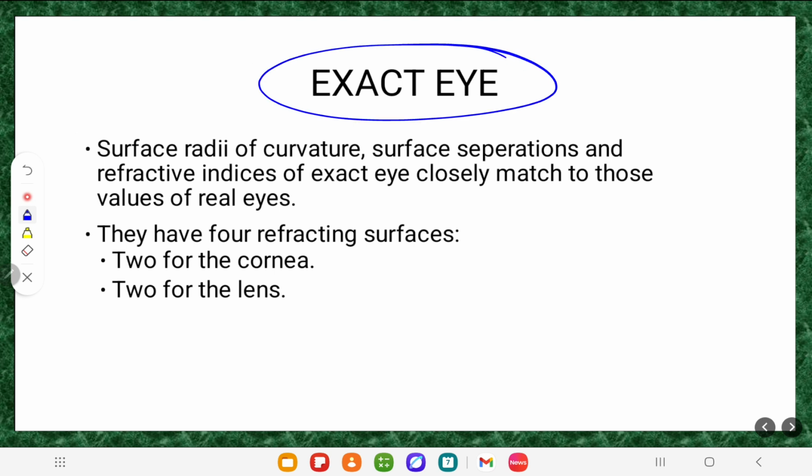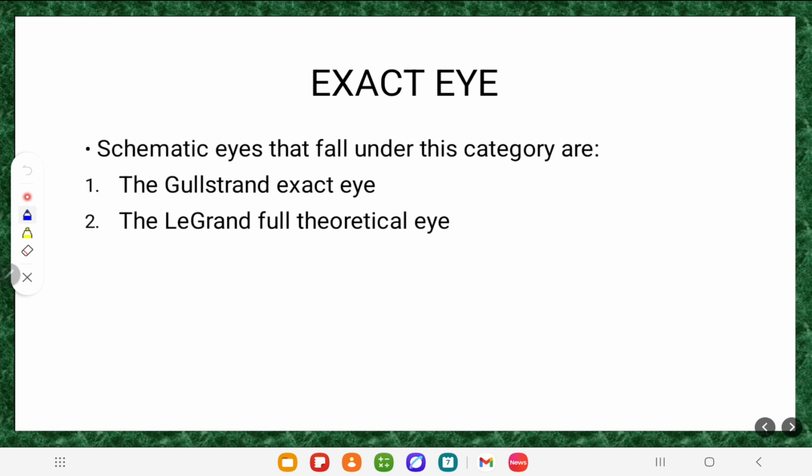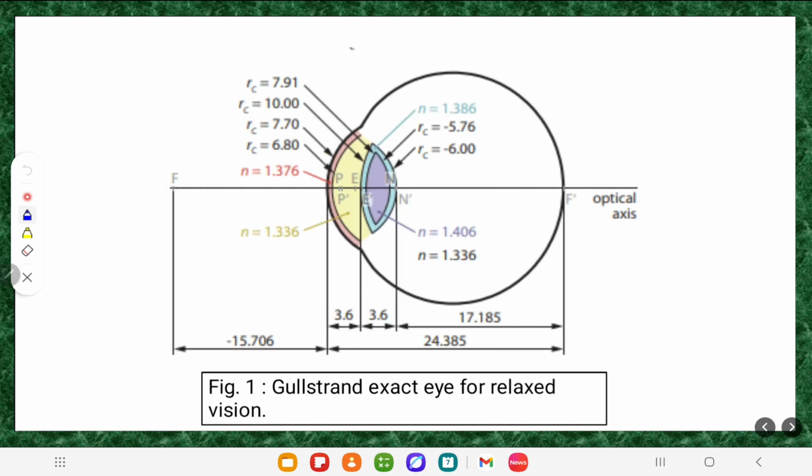Let's talk about the exact eye. The surface radii of curvature, surface separations, and refractive indices of the exact eye closely match the real eye values. So in the exact eye, we try to match surface radii, separations, and refractive indices closely, which means two corneal surfaces and two lens surfaces, anterior and posterior. Schematic eyes under the exact eye category are Gullstrand's exact eye and Legrand's full theoretical eye. In this picture there are four surfaces in the lens.